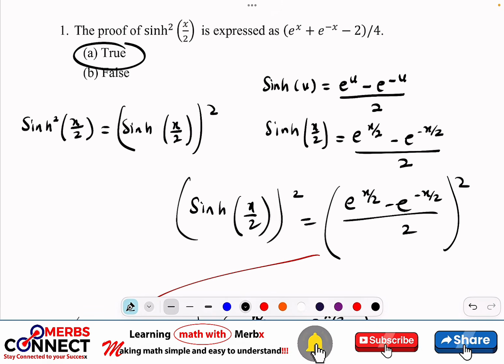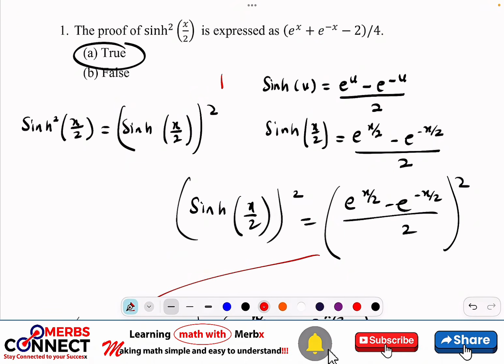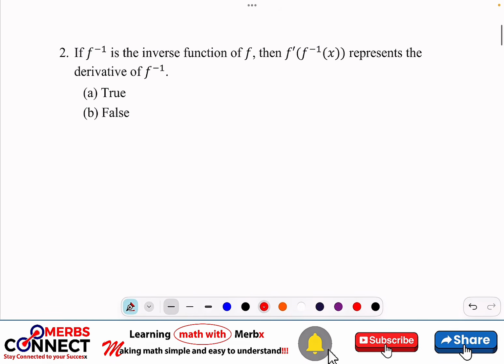Great. This is true. So for us to do this, we should recall that this is true. If you recall that this is true, I think the rest will be very simple for you to go through, right? The rest is simplification. Let's go to question 2.